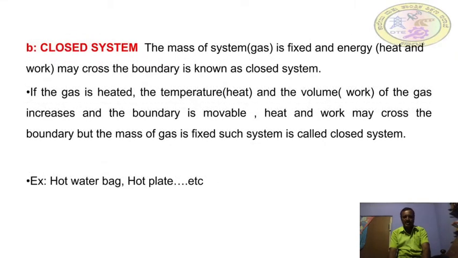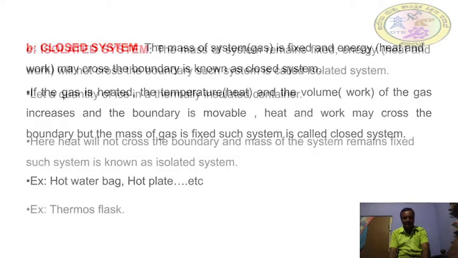Next, closed system. The system in which the mass is fixed and energy, meaning heat and work, may cross the boundary is known as closed system. Here also the piston moves in the cylinder up and down by the gas. So here mass of the system is fixed, but energy may cross the boundary. Such system is known as closed system. Example, hot water bag, hot plates, etc.